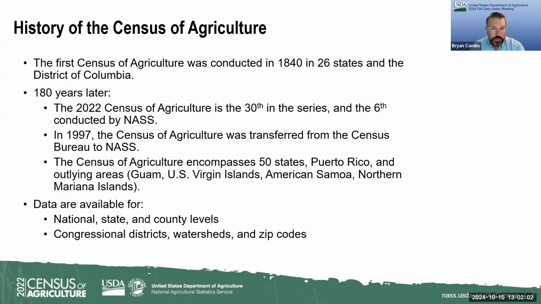The first Census of Agriculture occurred in 1840. The 2022 Census of Agriculture is the 30th in the series and the sixth conducted by NASS. The power of the census is its ability to visualize and understand important changes in agriculture at the U.S., state, and county levels.